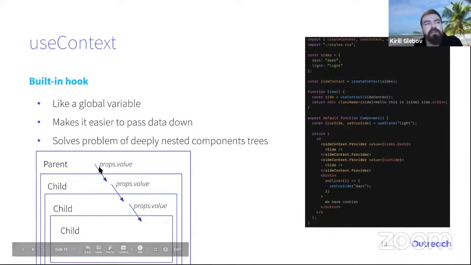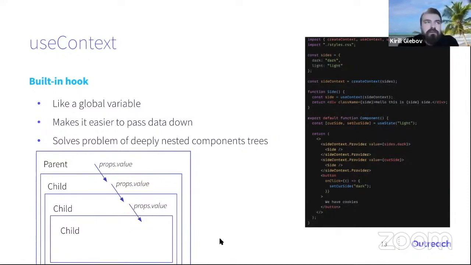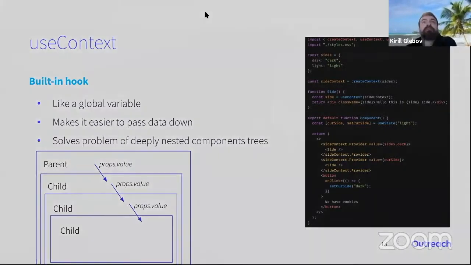And if you would like to send some props value downstream, you would have to pass it to every one of these child components. But with context, you can look at it like a global variable, which can be shared across all of those components more easily. And once this variable from context is changed, it would trigger a render of every component which uses it. I think it would be easier for us to take a look at an example to understand this.